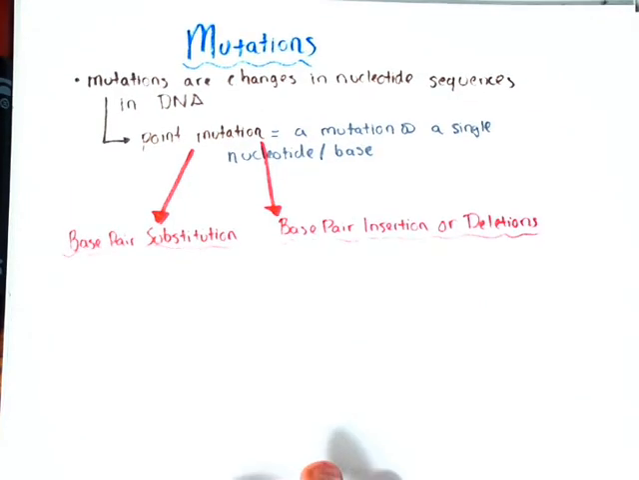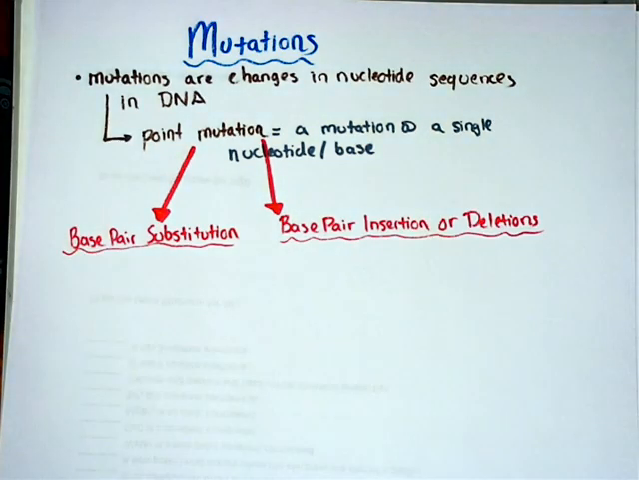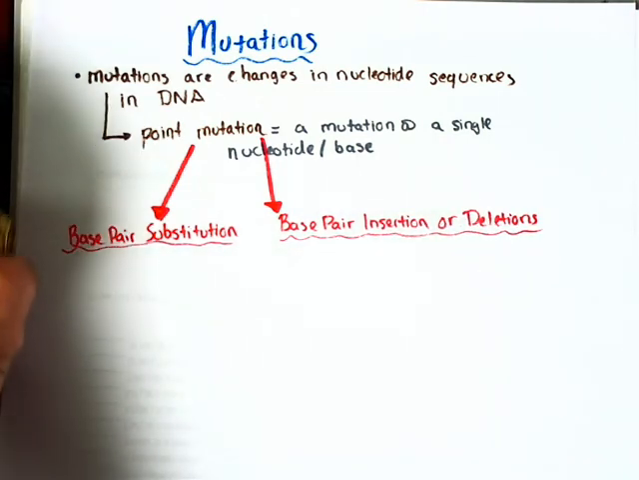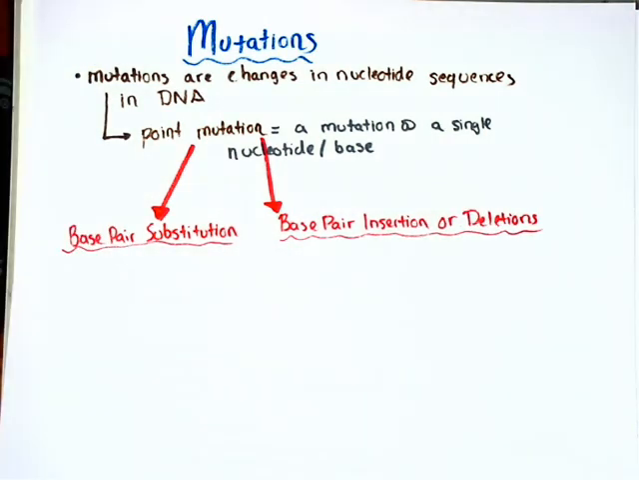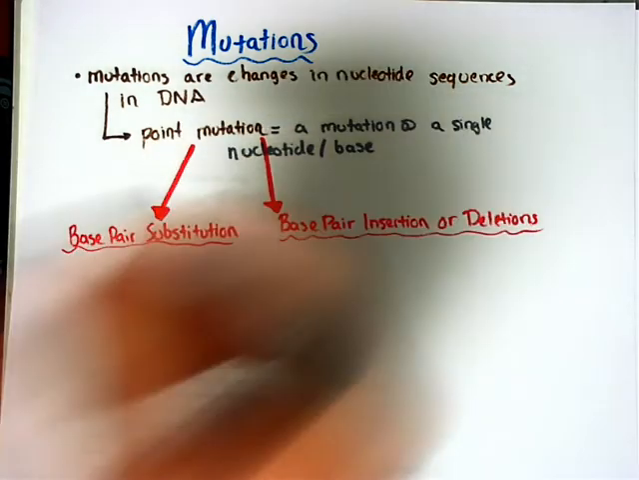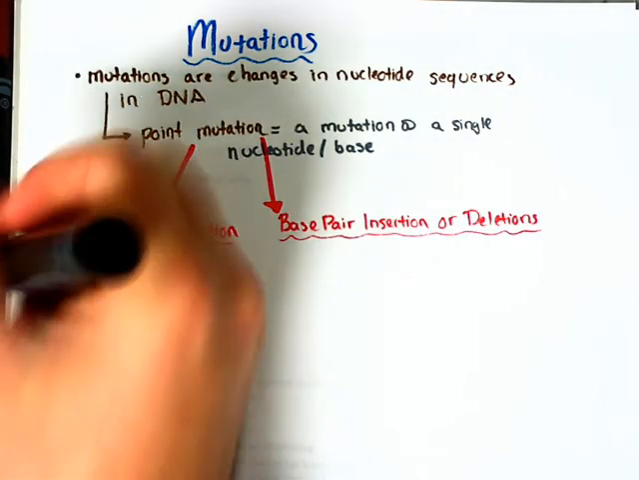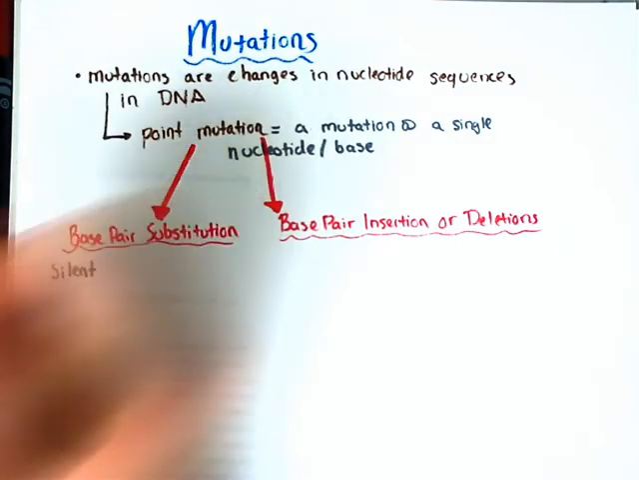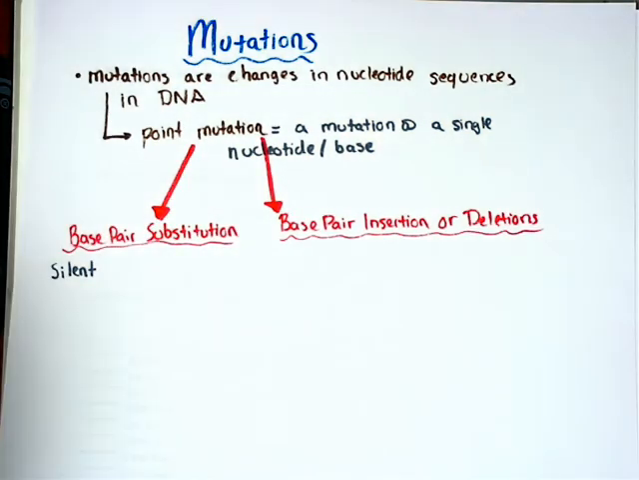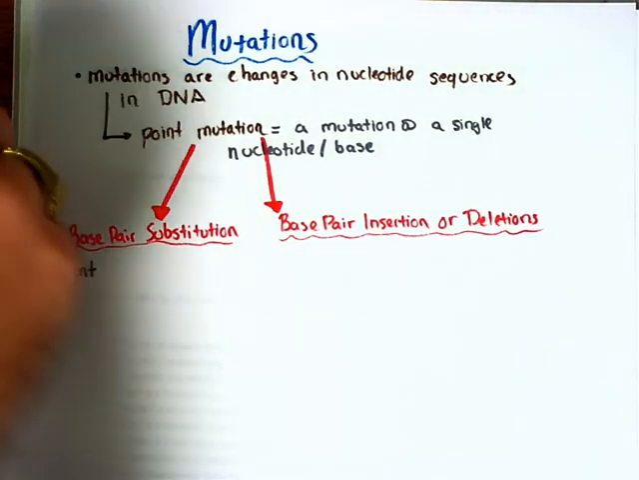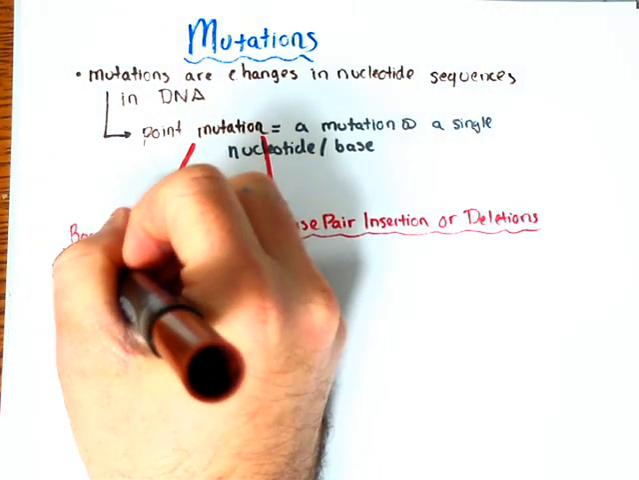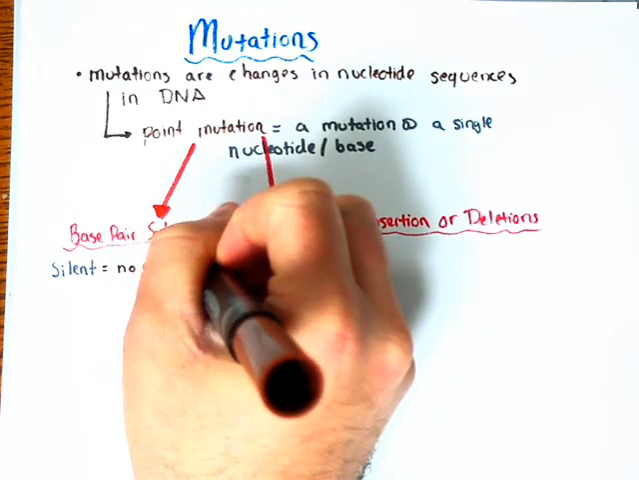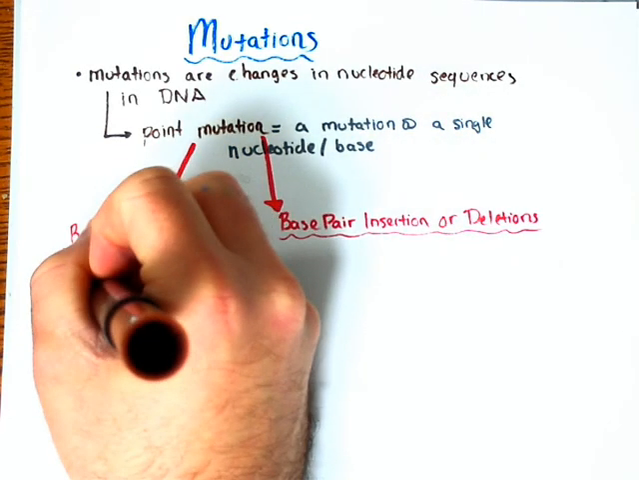So, different types of point mutations. But in either case, we're going to be changing just one nucleotide. There's one mistake. As far as base pair substitutions, there's a couple of different types. The first one we can make mention of is the silent type. We talked about a silent mutation a while ago. That's one in which there is no difference in the overall protein that's produced.